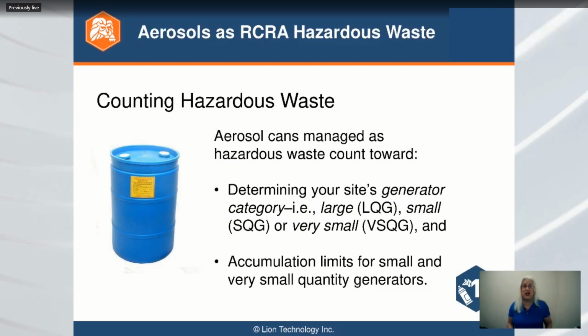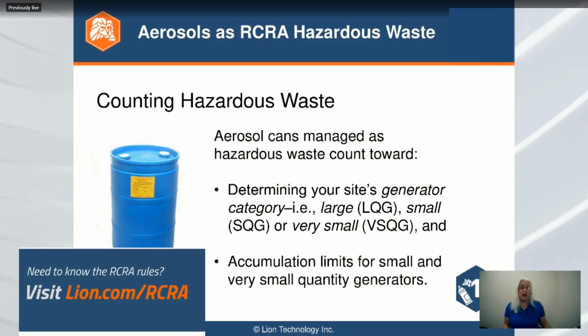A small quantity generator generates greater than 100 kilograms of, this is non-acute hazardous waste, or up to 1,000. And you have to be careful too, because if you start counting your aerosol cans, that could bump you up to being a large quantity generator. And those are the folks that are generating greater than 1,000 kilograms of non-acute hazardous waste in a calendar month.